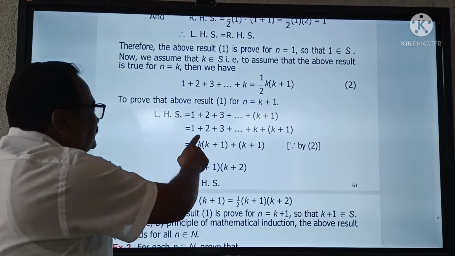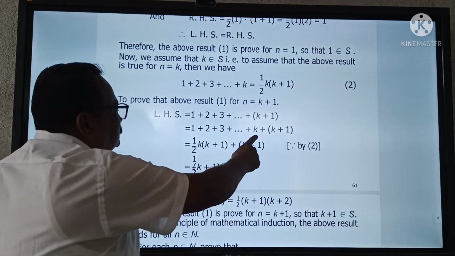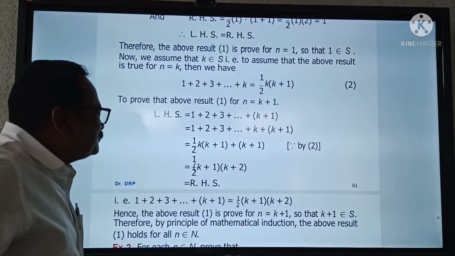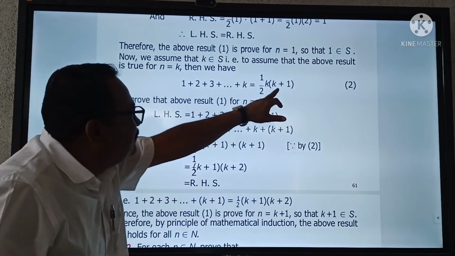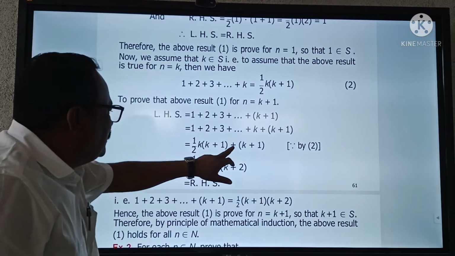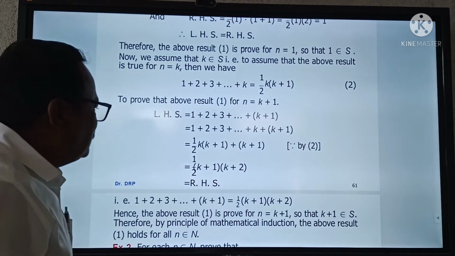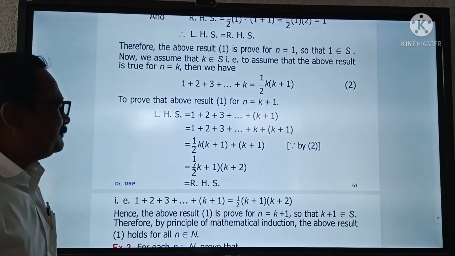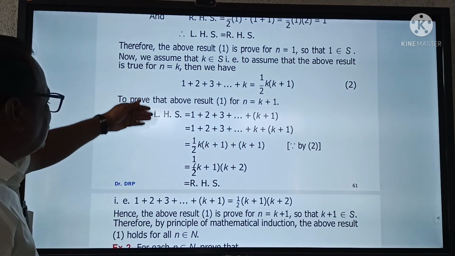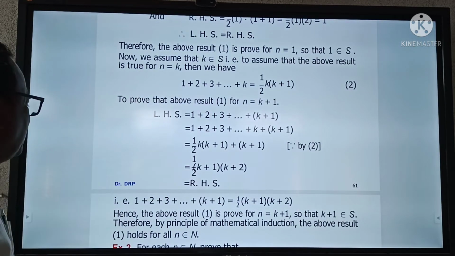So see here, up to this one: 1 plus 2 plus 3 plus ... plus k plus 1. We know that the sum of k is k into k plus 1 divided by 2, plus k plus 1, which is the last number added here. Simplifying this, we get k plus 1 into k plus 2 divided by 2. So the result is true for n equal to k plus 1.